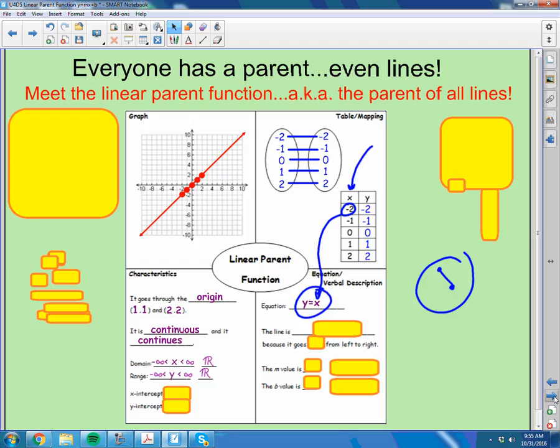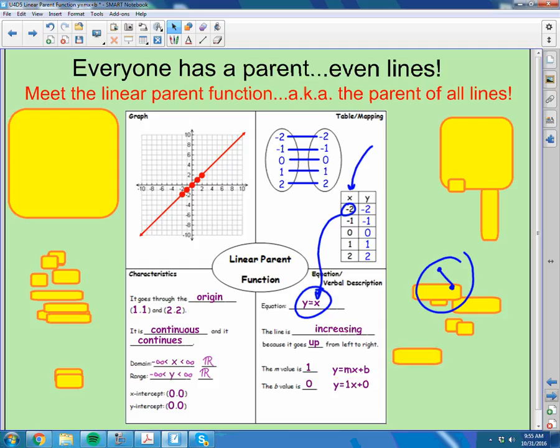Muy importante. And the x-intercept and the y-intercept are both at (0, 0). We would say this line is increasing because it goes up from the left to the right. What is the m value? What is the slope? The slope is 1. Very good. Remember, you look for the coefficient of x. The coefficient of x is the m. And the b value is 0. So the equation actually looks like that.